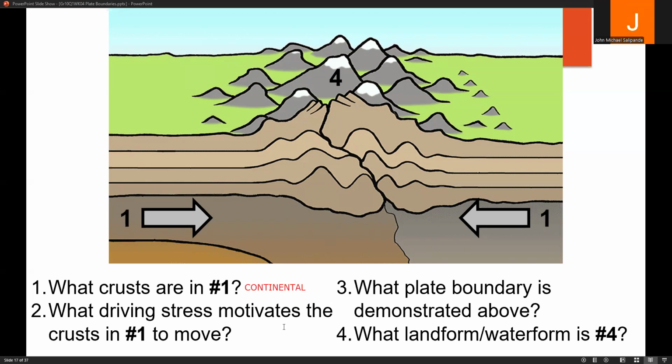Number two, what driving stress motivates the crusts in number one to move? Both continental crusts are moving towards each other. That means collision is happening and there's no other driving stress motivating collision other than compression. Number three, what plate boundary is demonstrated above? You have two continental crusts colliding with each other. So this is continental-continental convergence.